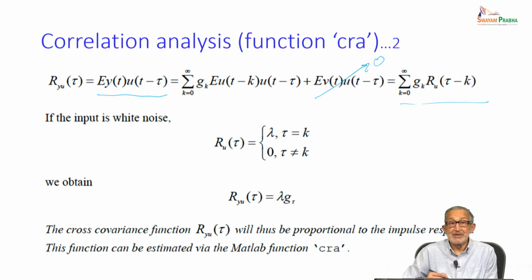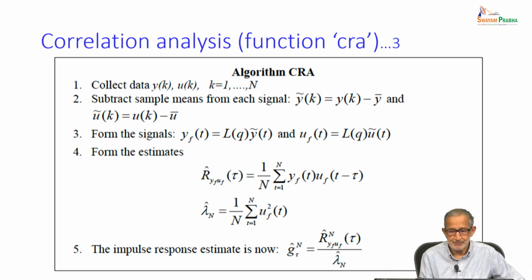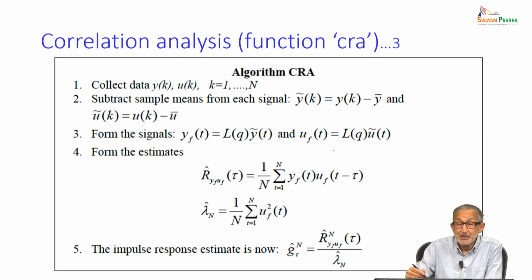This function can be easily estimated using the function CRA in MATLAB. So the function CRA does the following. You collect the data y(k), u(k), you zero mean center the data, which we've already done, you form signals L times y tilde and L times u tilde. This is to zero mean center, to whiten the input if it is not already whitened. That's what the filter L does.